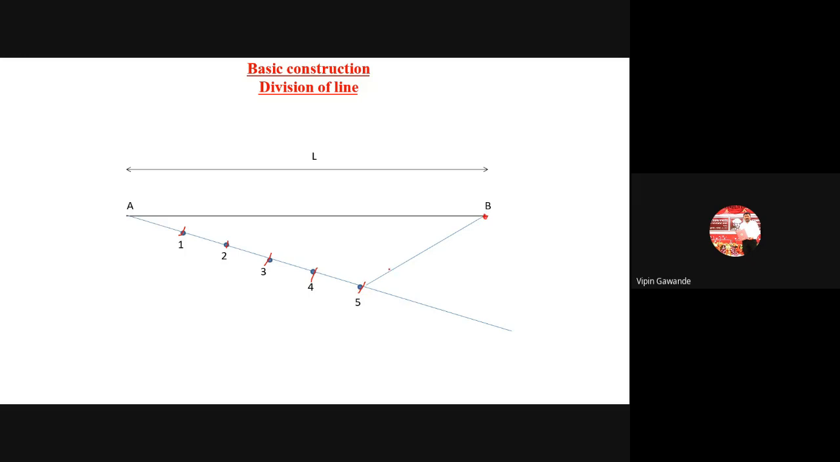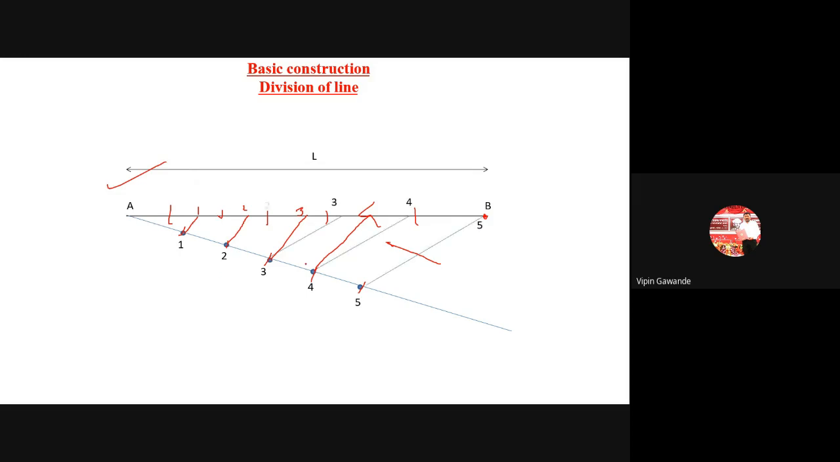Keep your roller scale parallel to 5B. Keep your roller scale here and then draw the line. Roll the roller scale, then draw the line from 4, then from 3, 2, and 1. So you will get the points 1, 2, 3, 4, and 5. So this line is divided into 5 parts. Okay, this is the simple method we have seen in unit number 1 also.